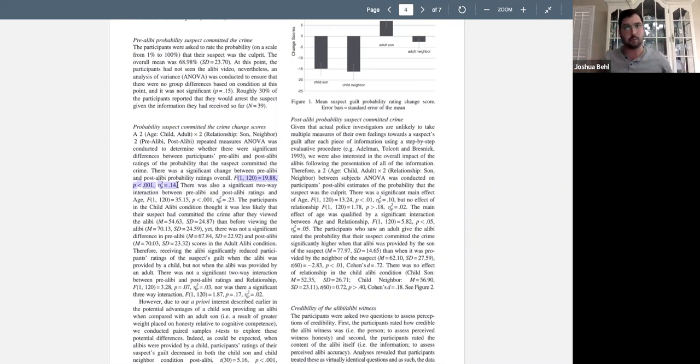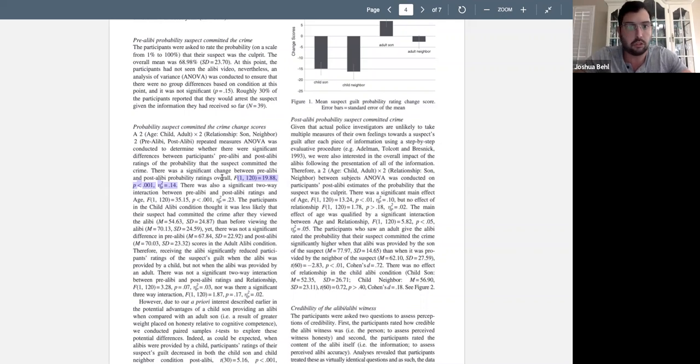I'm not suggesting this in graduate school, and this is not necessarily a common practice. You should learn the statistics, but if you're ever like, I just don't know what they're saying, it doesn't make any sense to me, if you remove the numbers, suddenly everything becomes not confusing anymore, right? There was a significant change between pre-alibi and post-alibi probability ratings overall.